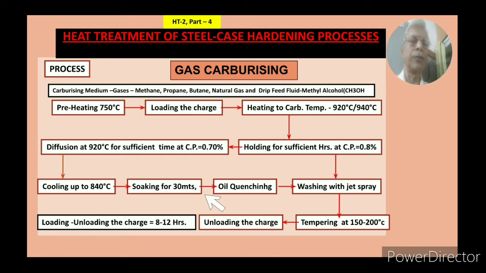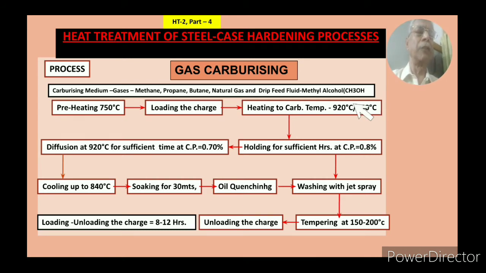So the charge is unloaded. In this particular case, the total time taken from loading of the furnace to unloading of the charge is in general 8 to 12 hours. In some practices, you can reduce this time. For that, you have to increase the carburizing temperature. Maybe instead of 900, 940, you have to go for 1000 degrees centigrade. Sometimes you go to 1000 or 980, around that.